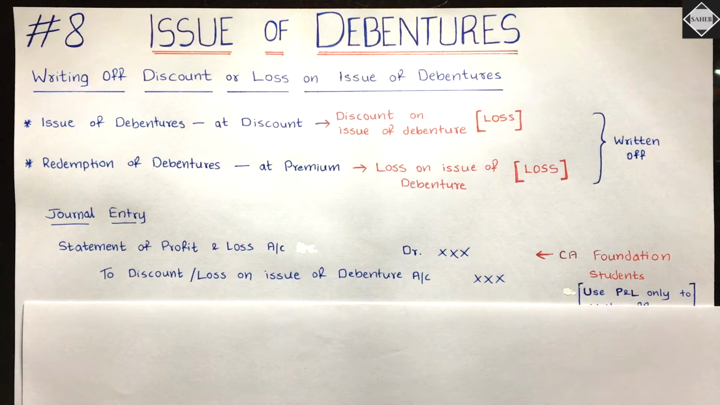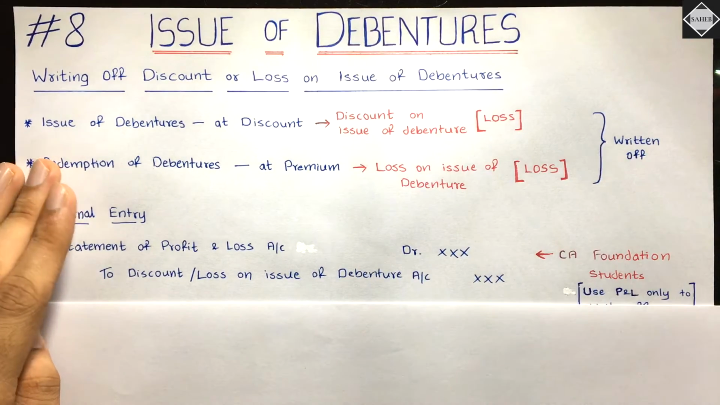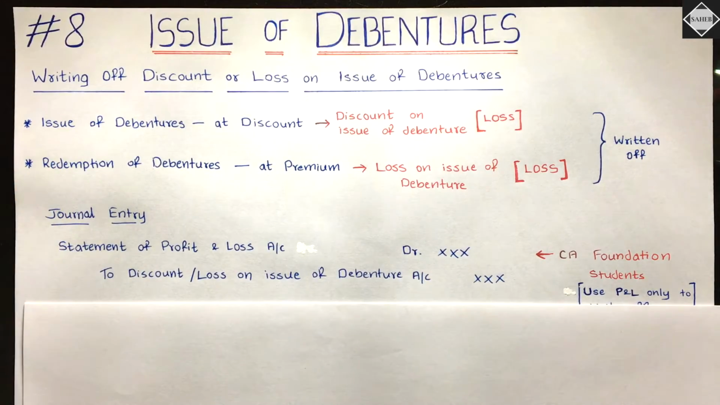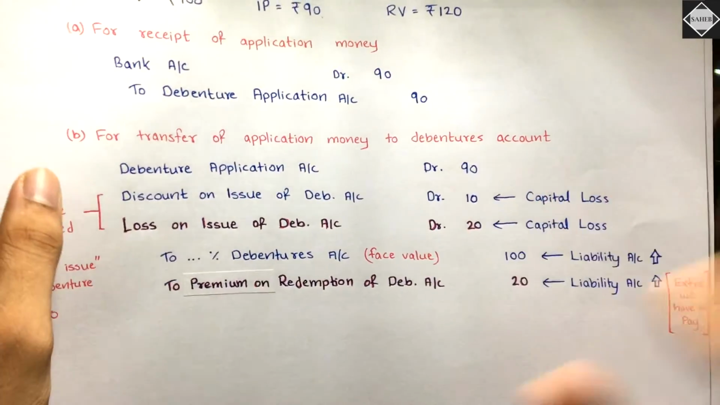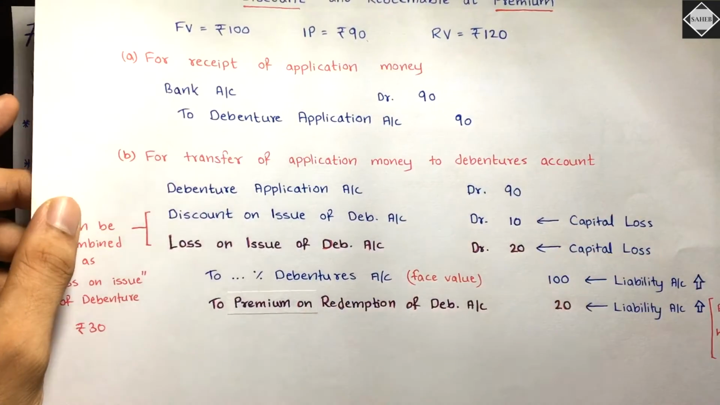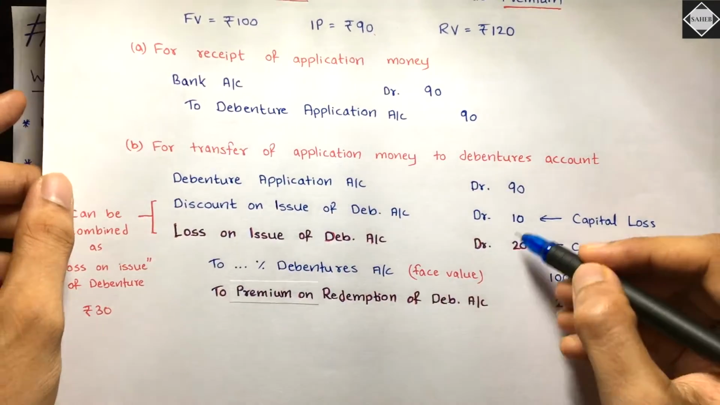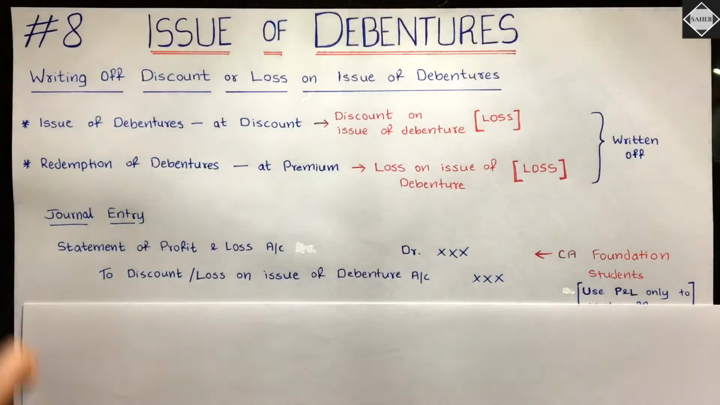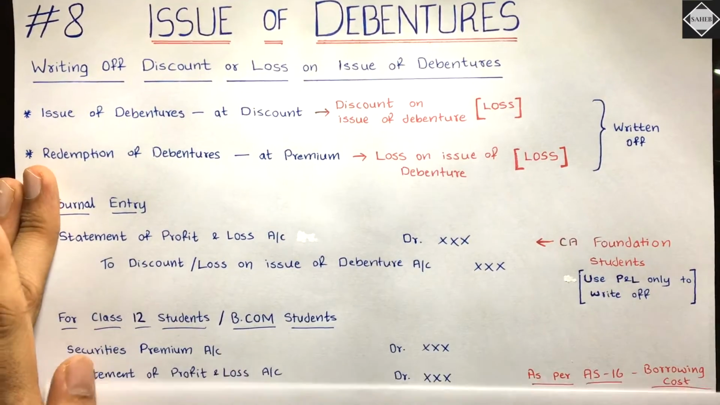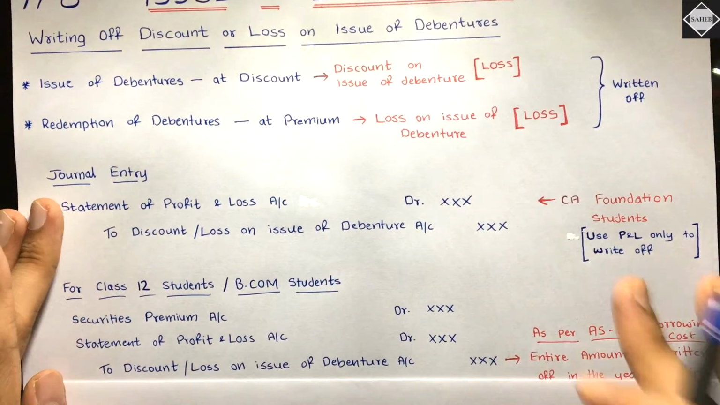But now understand, if you're a class 12 student or a BCom student, then you will not do it like this. For class 12 and BCom students, it's really simple. What you have to do: no calculation, nothing, directly the entire 30 rupees, 10 plus 20. No straight line method, no sum of years digit method, just 10 plus 20, it's 30. Fine, we will just completely write it off.